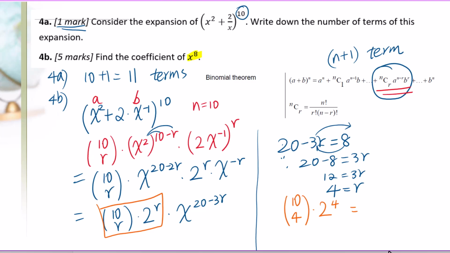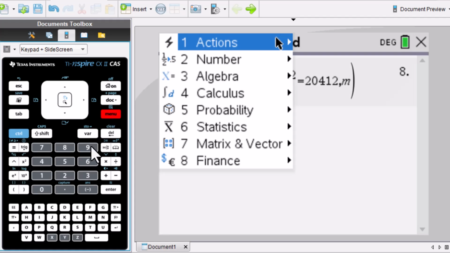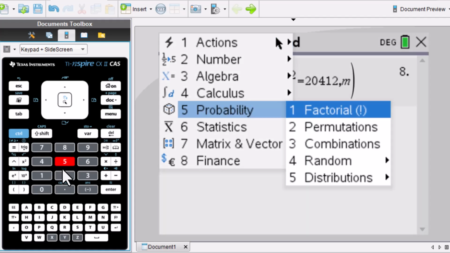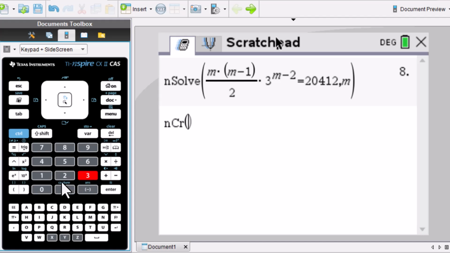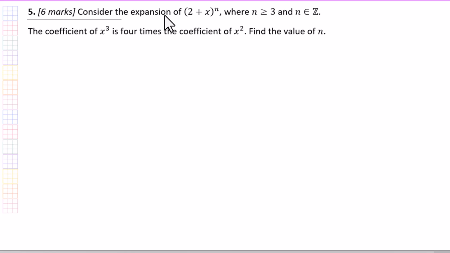Go to calculator. Menu 5, probability, combination. 10, 4, times 2 to the 4th power. Enter. The answer is 3360. 3360 is the coefficient of x to the 8th power. Let's go to question 5.